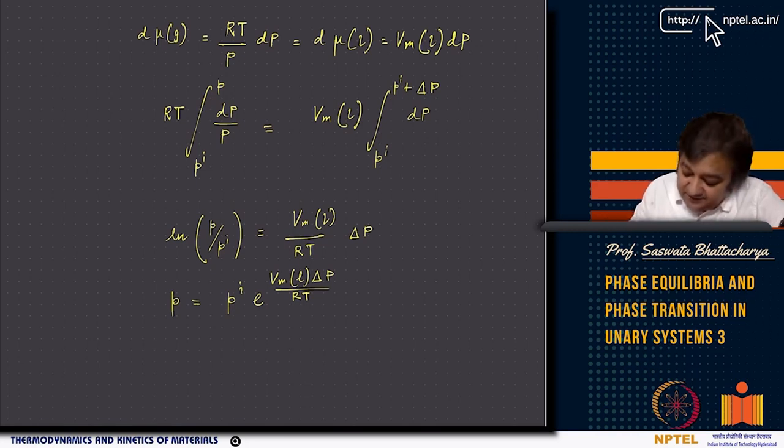So you can write the change in vapor pressure as related to Pi times an exponential. The vapor pressure will increase by this amount, Pi times e to the power Vm liquid, the molar volume of the liquid, delta P, balanced by RT, if we assume the vapor to be an ideal gas. So ln P by Pi equals Vml by RT into delta P, which means P equals Pi e to the power Vml delta P by RT. This is how the vapor pressure will change when an inert gas is pressurizing the liquid.